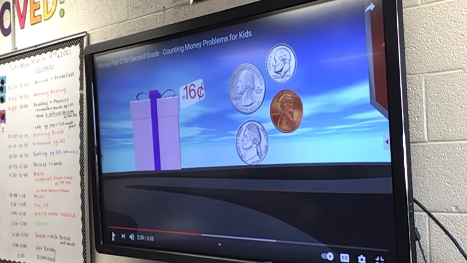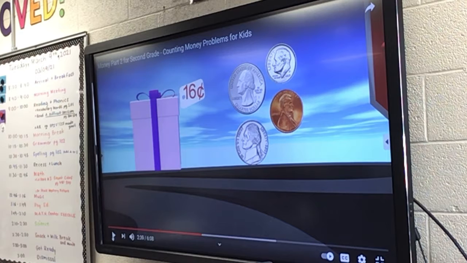Libby, what do you think we could do? What coins could we use? Can we use the quarter? No, we can't use the quarter because that's 25. That is way over. So what could we use, Libby? Yeah. The dime is 10.